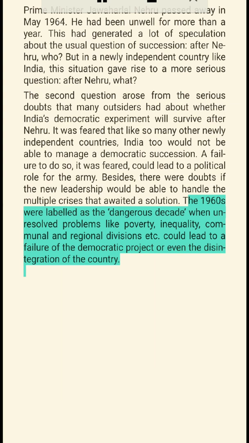The 1960s were labeled as the dangerous decade, when unresolved problems like poverty, inequality, communal and regional divisions etc. could lead to a failure of the democratic project or even the disintegration of the country.